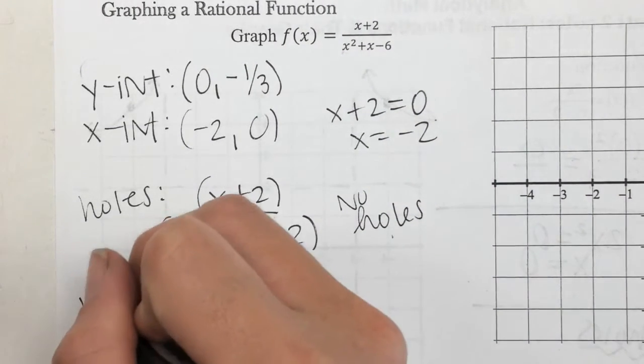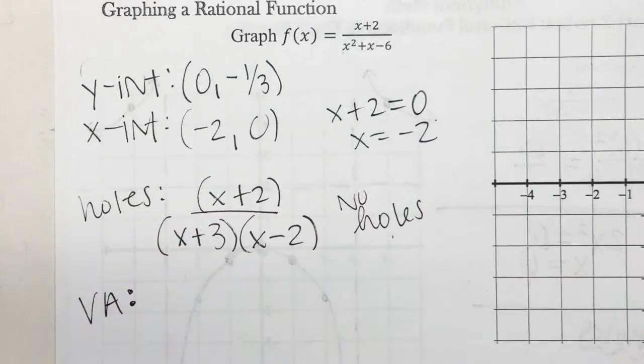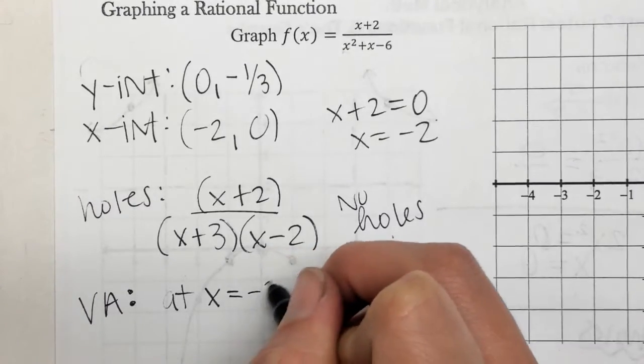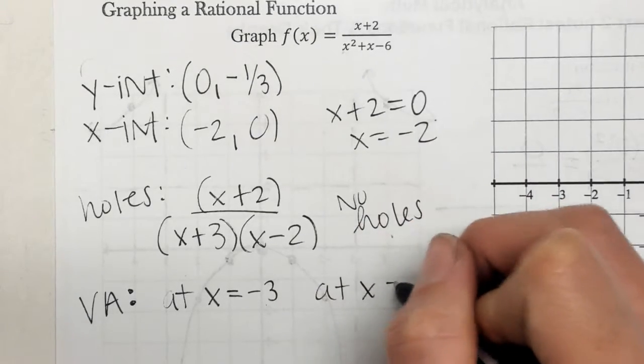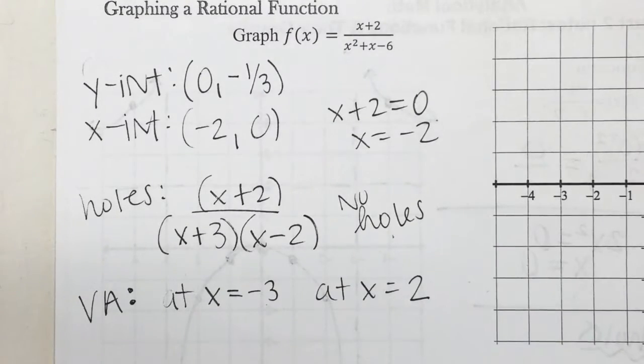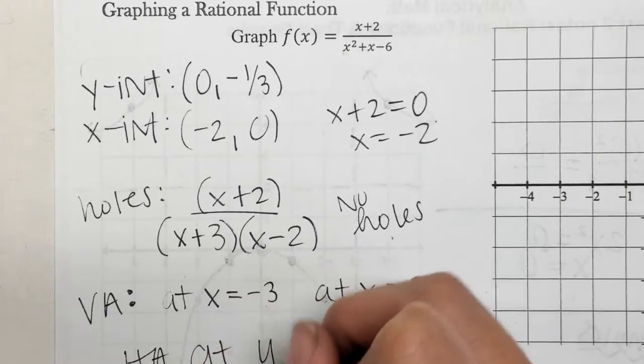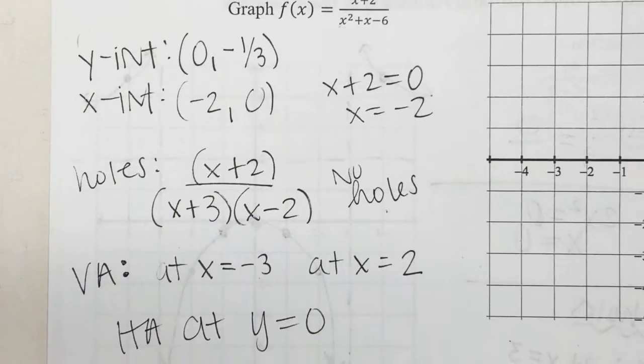Alright, vertical asymptote, we set what to 0? The bottom, so I'll have a VA at x equals what? And x equals 2. Alright, are these evenly powered? The bottom is the one with the highest exponent. Bottom heavy means you'll have a HA at what? Y equals 0. Go ahead and try to graph this one on your own.